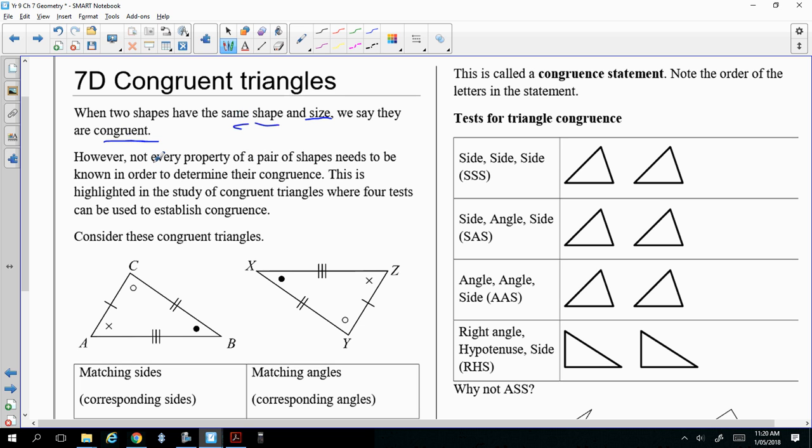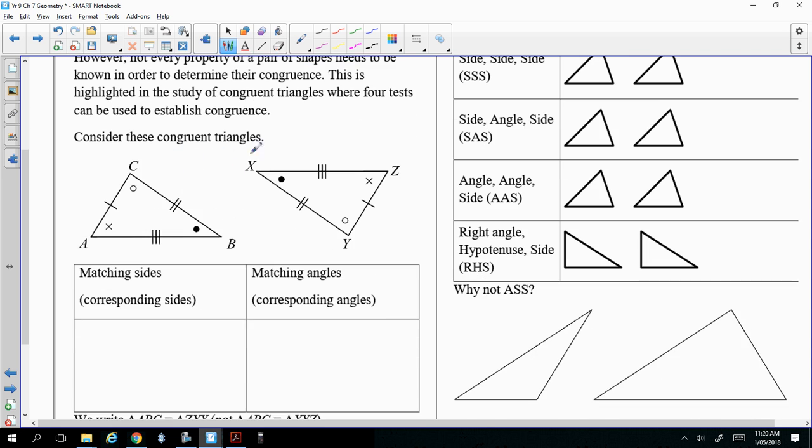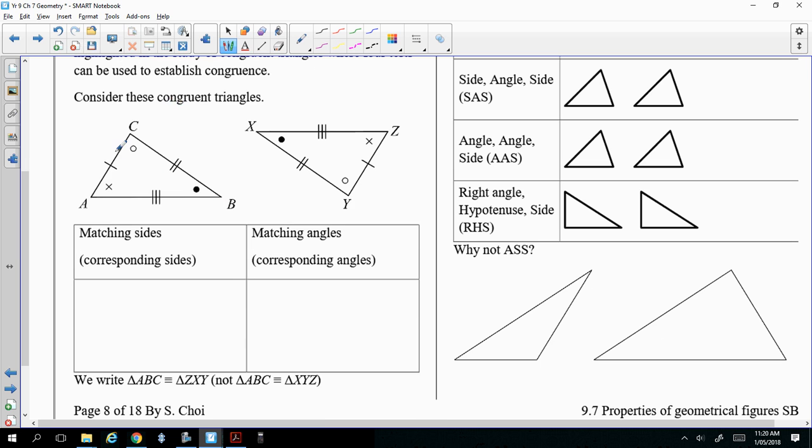However, not every property of a pair of shapes needs to be known in order to determine their congruence. This is highlighted in the study of congruent triangles, where 4 tests can be used to establish congruence. So consider these congruent triangles. In these two congruent triangles, all the matching sides are equal, indicated by the strokes. Double strokes match with this side, single stroke matches with this side. So AC matches with YZ, they are all equal.